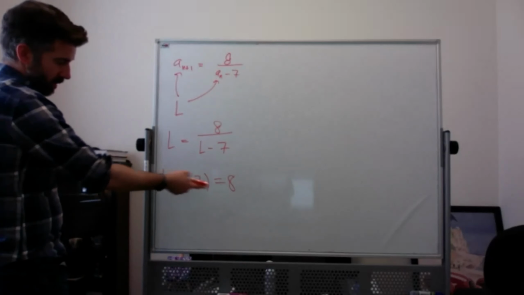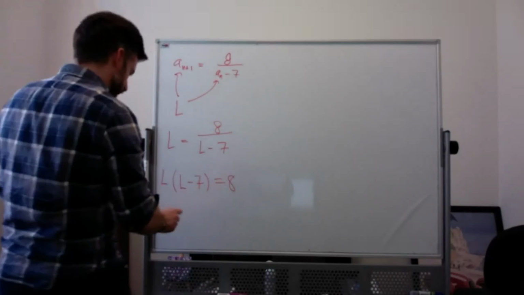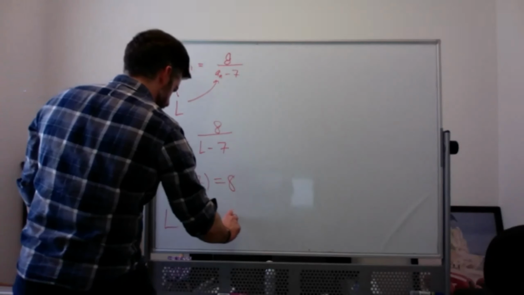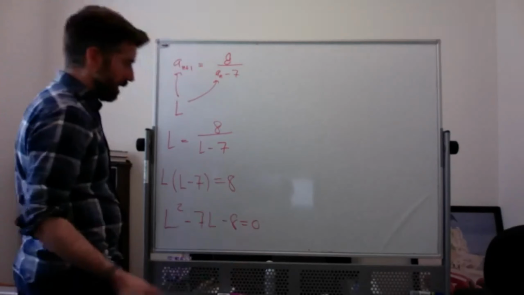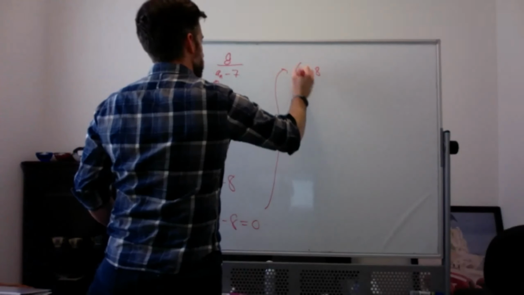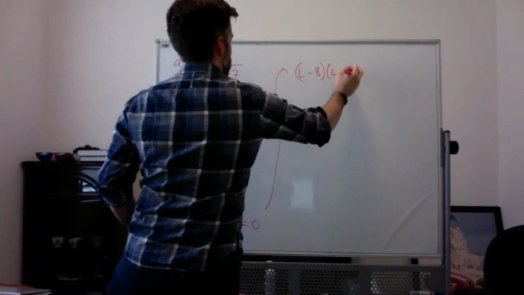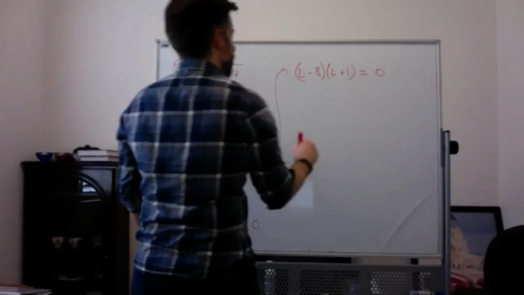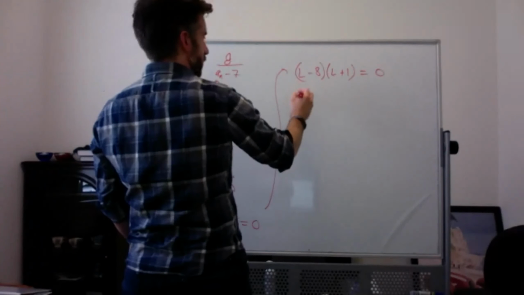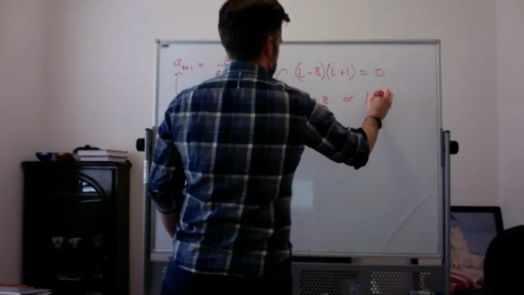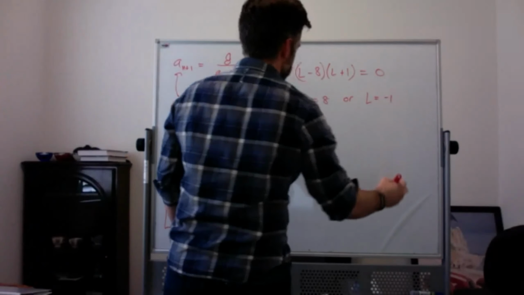Squared, or not squared, multiply this out and subtract 8. So you get L squared minus 7L minus 8 equals 0. And then solve this by factoring. So you get L minus 8 times L plus 1 equal to 0. And so then, solving for L, you get L equal to 8 or L equal to negative 1.